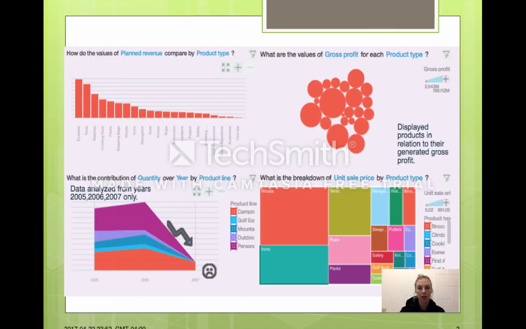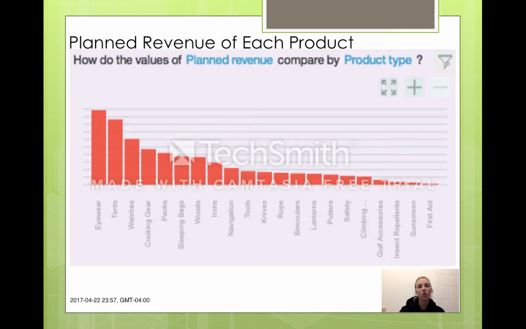So once I plugged in my data set into Watson and found my certain discoveries, I narrowed it down to these four analysis graphs or discoveries. So let's expand on those. So the first one is a bar graph, and it's going to be the planned revenue of each product that was used in the data set.